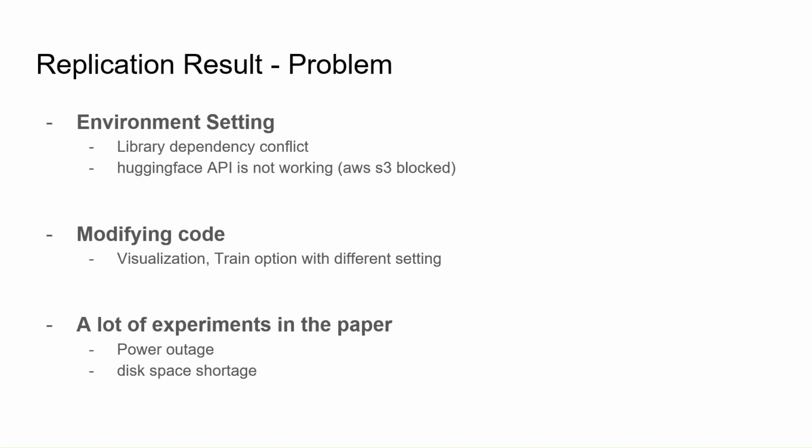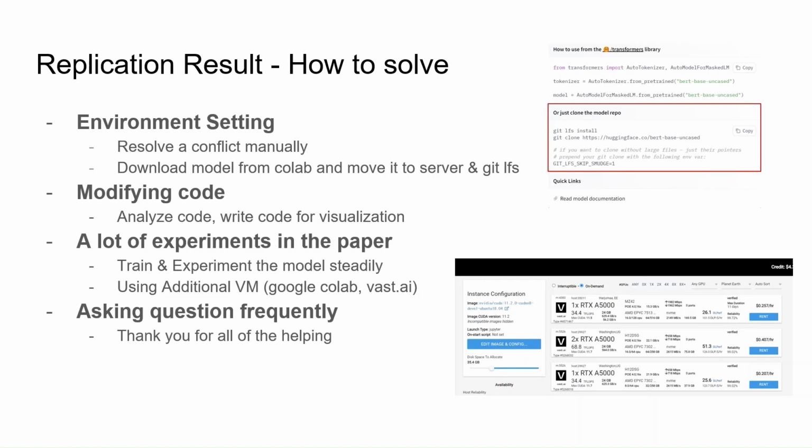Lastly, there are lots of experiments in the paper, and we had limited resources to conduct all of them properly. For example, power outages and disk space shortages occurred during training, which made the project hard. We solved the problems that I mentioned previously as follows.